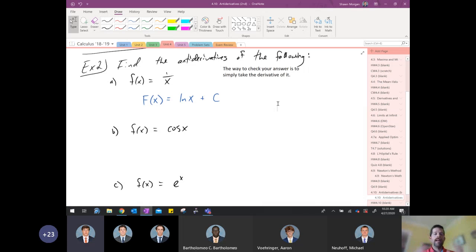All right, so we kind of did that one corporately. Let me throw this one over to Ian. Ian, what do you think? Can you imagine a function, Ian, whose derivative is cosine?